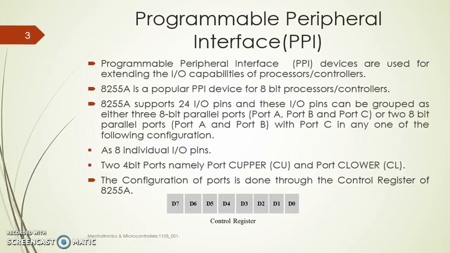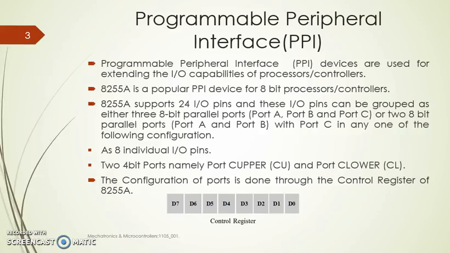Let us learn about the first device, that is Programmable Peripheral Interface. In short, we call it as PPI, or the IC number is 8255. Now, whenever a processor or a controller has a limited number of I/O ports or I/O pins, in that case we make use of 8255 or the PPI device to extend the I/O capabilities of the processor or the controller. So it is a popular device especially for 8-bit processors and controllers.